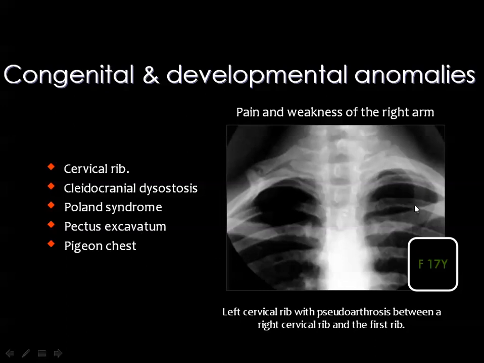The cervical rib, as you all know, is a supernumerary rib which is attached to the last cervical vertebra, and this rib may be cartilaginous, not seen in the plain X-ray, or may be bony and of variable size and configuration. This rib may articulate or form a pseudo-joint with the posterior part of the first rib.